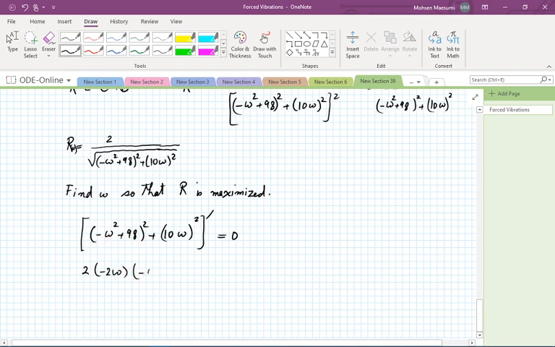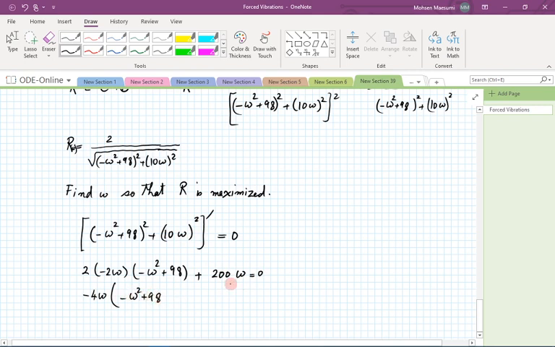This raised to 1 less than the exponent that you had, plus, how about the derivative of that? 10 squared is 100. Derivative of omega squared is 2 omega. This becomes 200 omega. So now I go ahead and factor minus 4 omega out of this. From here I have minus omega squared plus 98.